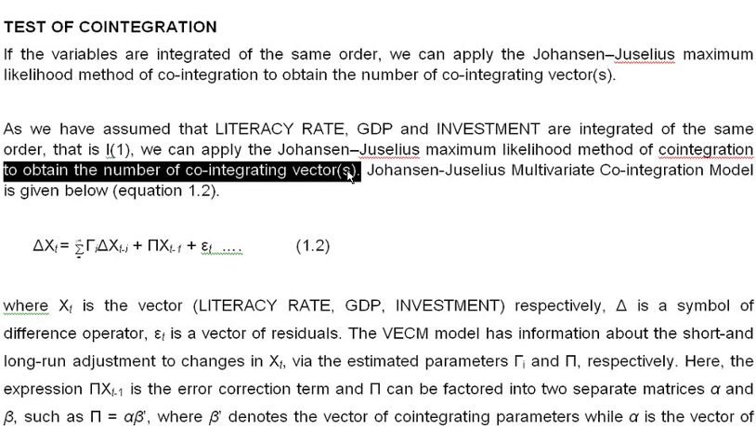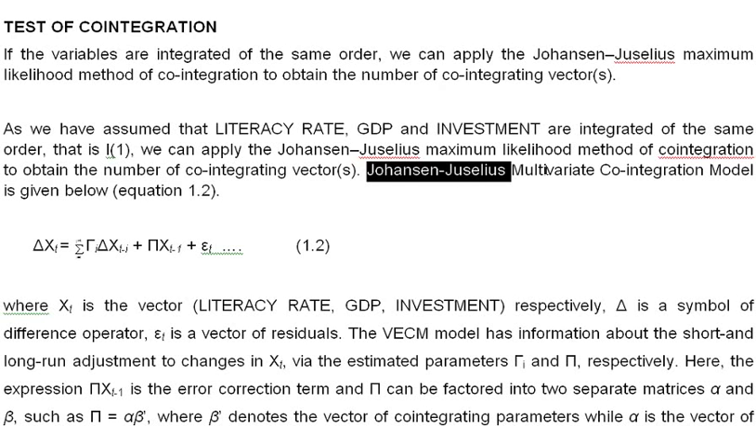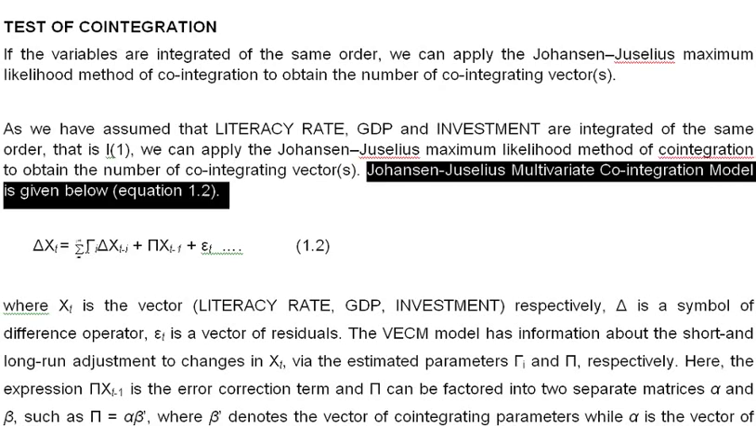So that is the guideline. We can apply the Johansen test when the variables are integrated in the same order. And our three variables are also integrated of the same order, so we can run the Johansen test of co-integration. Okay, the Johansen-Juselius multivariate model is given below as 1.2. It is the model.